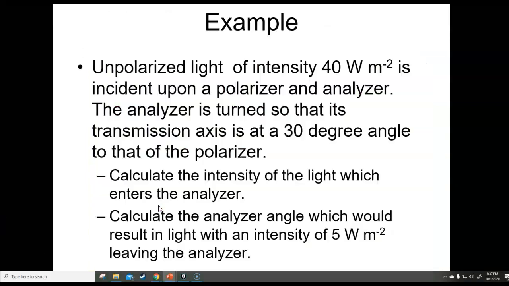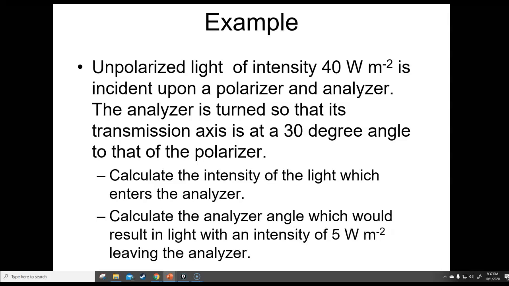Okay, and just one or two more quick examples. Here is another example. Unpolarized light of intensity 40 watts per square meter is incident upon a polarizer and an analyzer. The analyzer is turned so its transmission axis is at a 30-degree angle to that of the polarizer. Calculate the intensity of the light which enters the analyzer.